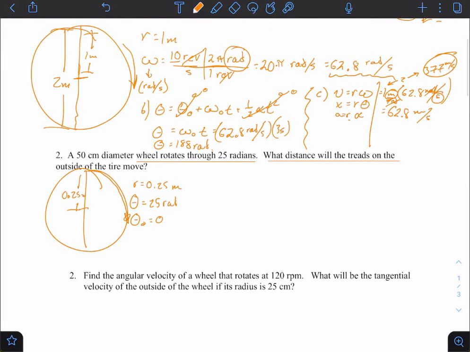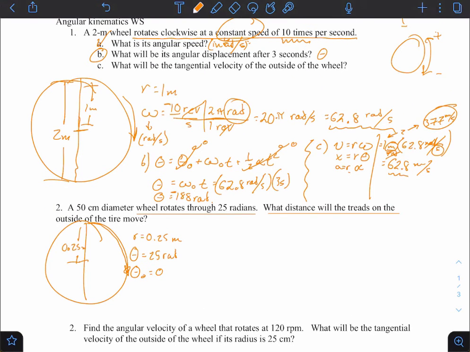Oh my goodness. By the way, in the previous question, I forgot to put negative 10 radians. So all of these answers should have been negative. Negative 188. This would still be 62.8 because the velocity is positive. They didn't say if we were at the top or at the bottom or the side, but the speed is 62.8 meters per second. But the angular displacement was negative 188 radians, and the angular velocity was negative 62.8 radians per second. I'm sorry for that.